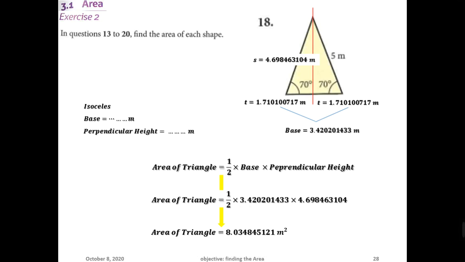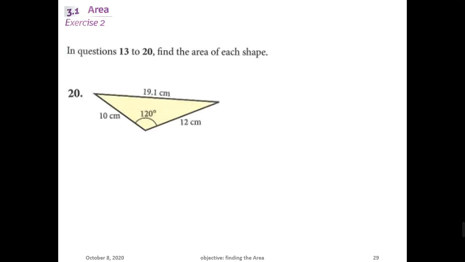8.03. So 3 is the third figure. Look at the right. 4 is less than 5, so it's not going to bring 3 up. So the final answer is 8.03 meter squared. I would like you to think of this triangle in here and to apply the exact same steps that we applied in the previous example.